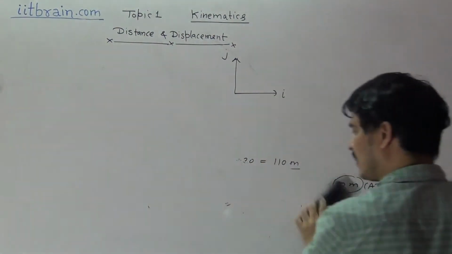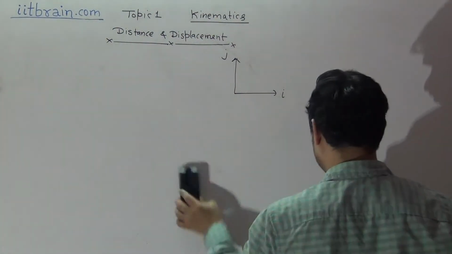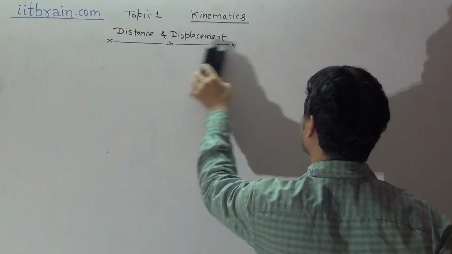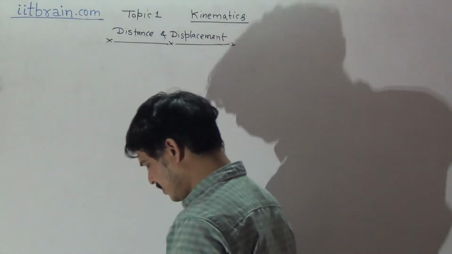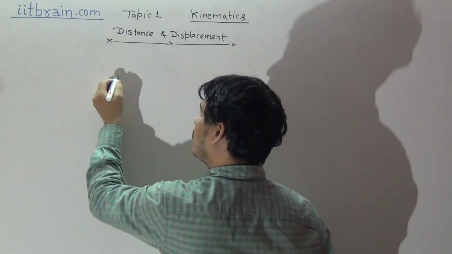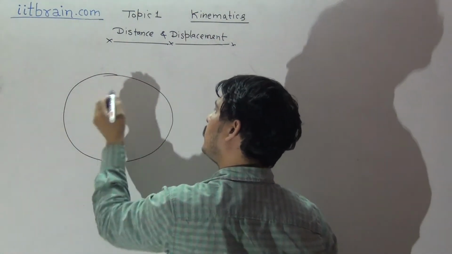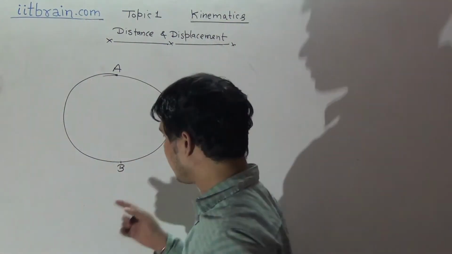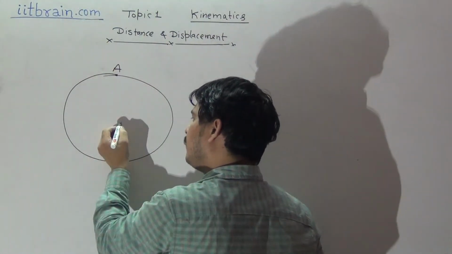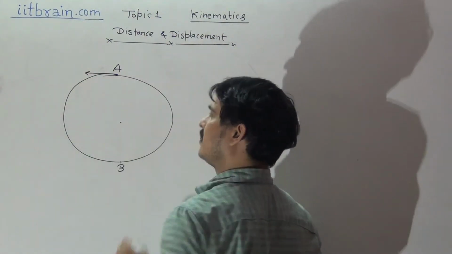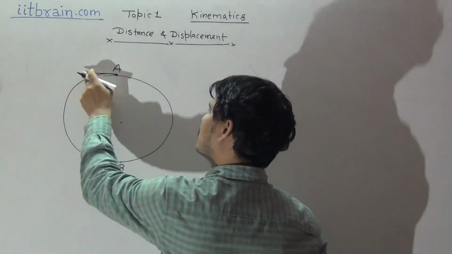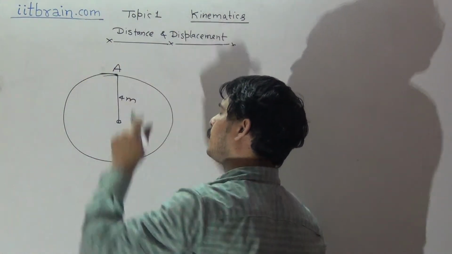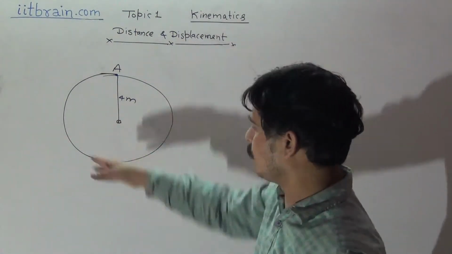Distance is the total path length of any particle, but displacement is the direct distance, the direct path between initial and final point. So that is distance and displacement. Similarly, one other example: a particle moves in a circle from point A and approaches a point B diametrically opposite. Suppose the radius of the circle in which the particle is moving is 4 meters.